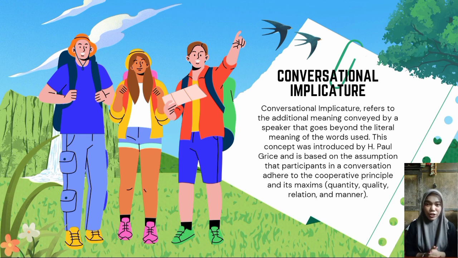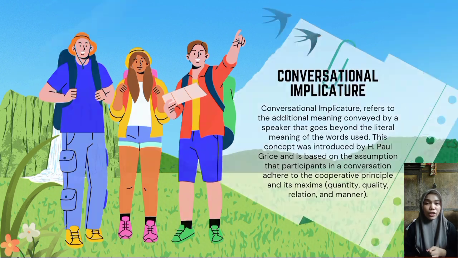Conversational implicature refers to the additional meaning conveyed by a speaker that goes beyond the literal meaning of the words used. This concept was introduced by H. Paul Grice and is based on the assumption that participants in a conversation adhere to the cooperative principle and its maxims: quantity, quality, relation, and manner.